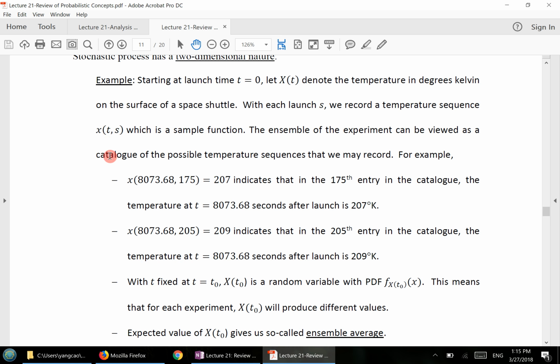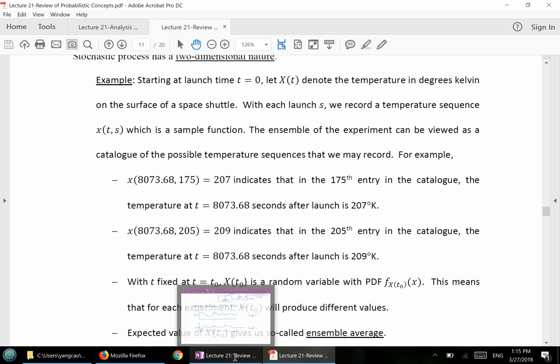And then based on the data you can see, this is the same time here, and this is the 175th trial. Here is the 205th trial. You see, for different trials at the same time moment, you get a different temperature reading at a location here, right? And then overall, at this time moment that gives you a random variable.